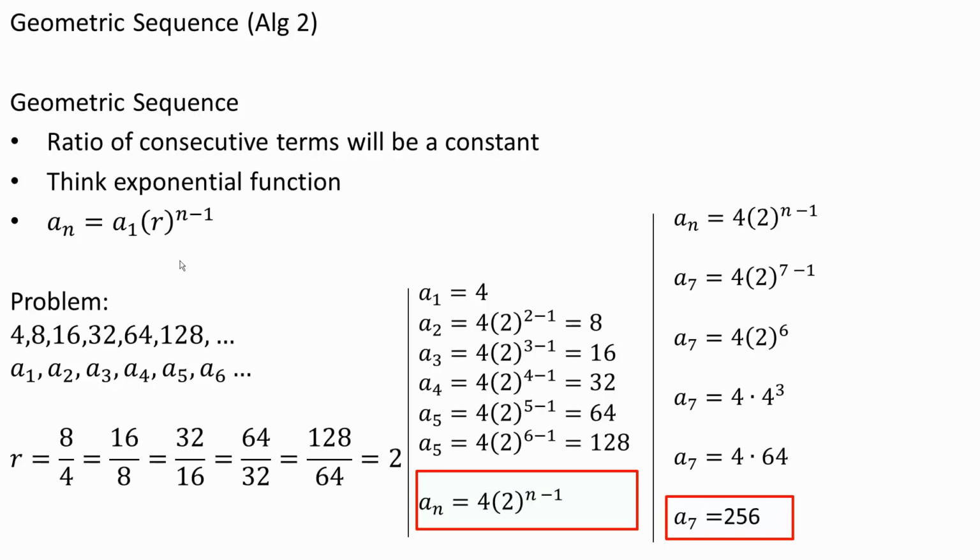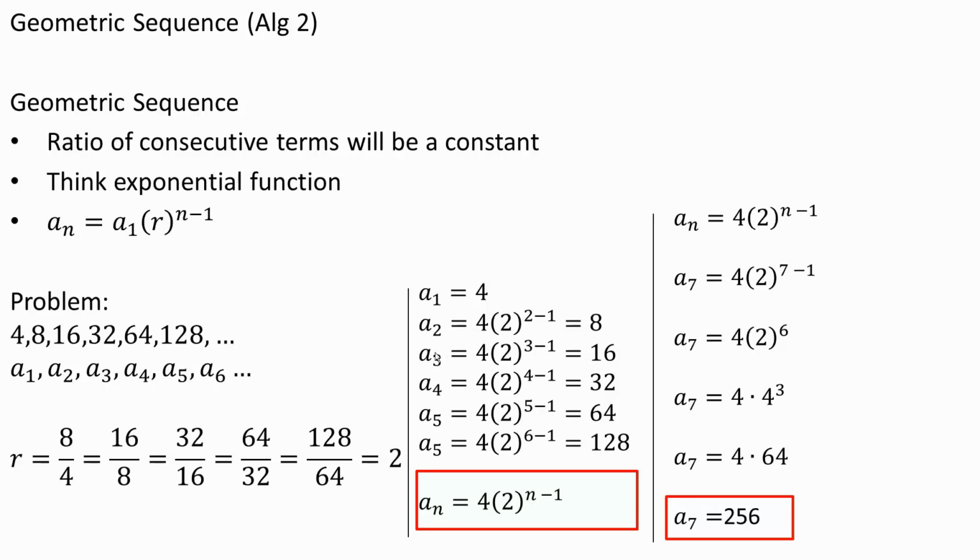And so if you notice, if I use this formula, a sub 1 is 4 times r is going to be 2 raised to n minus 1. And so if I want to just try this formula to see what a sub 2 is, I can plug in 2 minus 1, so I get 4 times 2 raised to 2 minus 1. So this becomes 1. So 4 times 2 is 8.